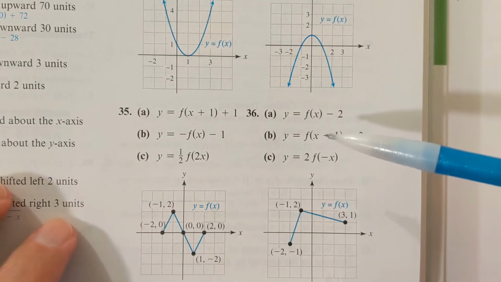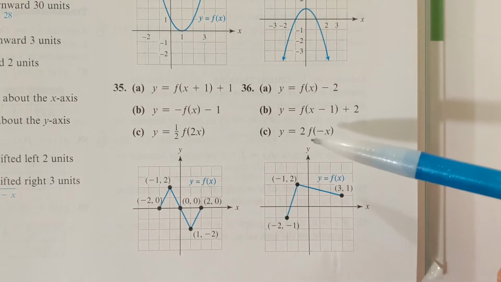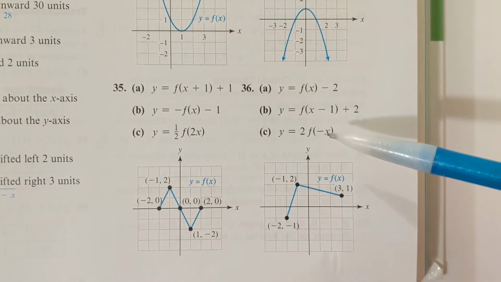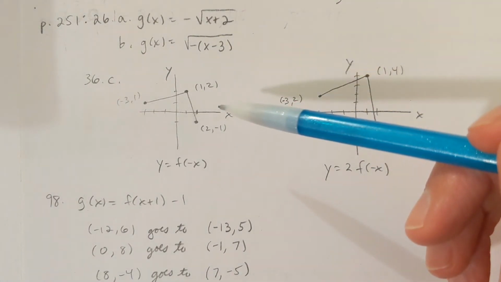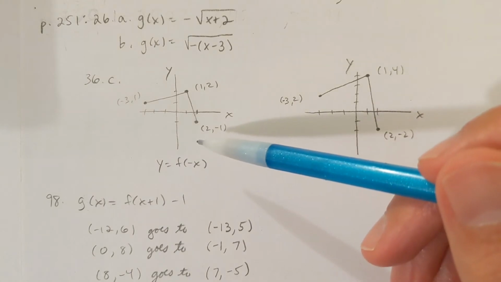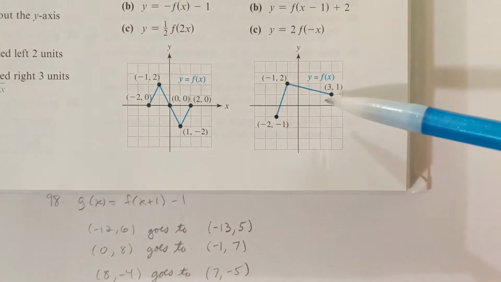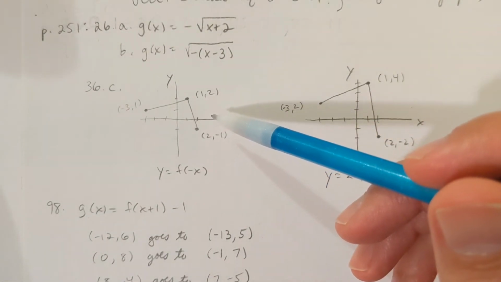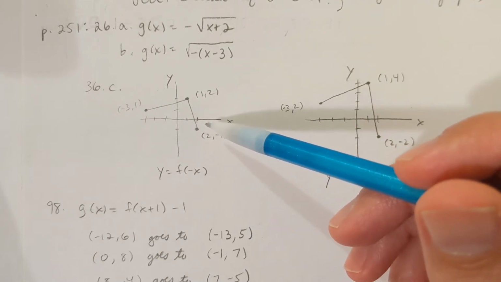Problem 36, part C. Suppose that we want to graph y equals 2 times f of negative x. So f of negative x means I want to take the original graph and reflect about the y-axis, all these points. So 3, 1 is going to be at negative 3, 1. Negative 1, 2 is going to be at 1, 2. And negative 2, 1 is going to be at 2, negative 1.